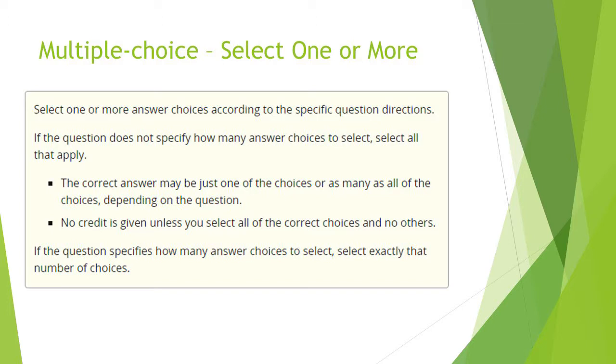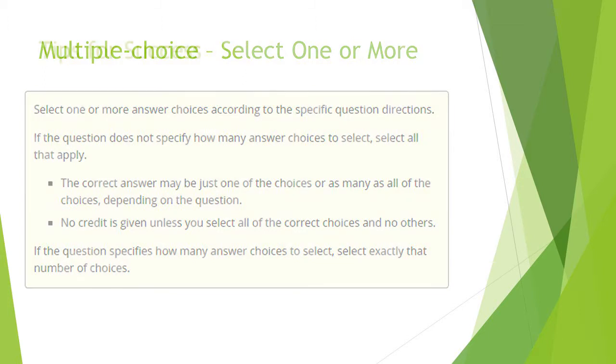The next type of question on the quantitative reasoning measure are the multiple choice, select one or more questions. Multiple choice, select one or more questions are multiple choice questions that ask you to select one or more answer choices from a list of choices. A question may or may not specify the number of choices to select. It is important to note that no credit will be given unless you select all of the correct choices and no others. When answering these questions, the following tips may come in handy.